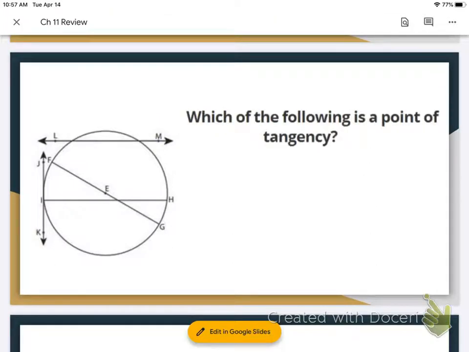Okay, this one is which of the following is the point of tangency? The point of tangency is where the tangent line touches, and we see that it is at I. So point I is the point of tangency. You could just write I. Either one is okay.